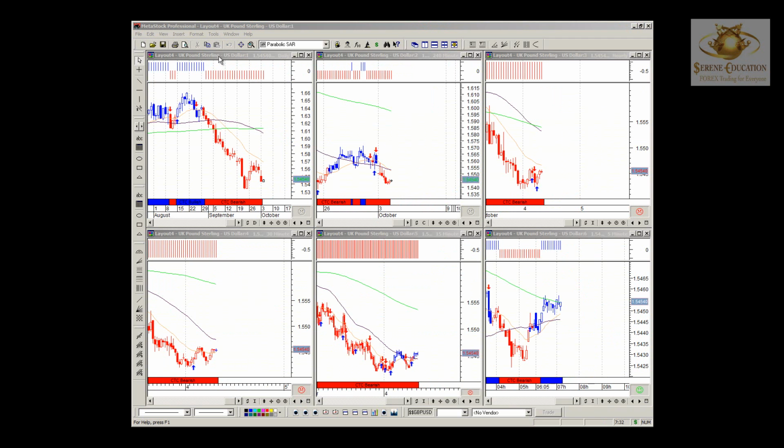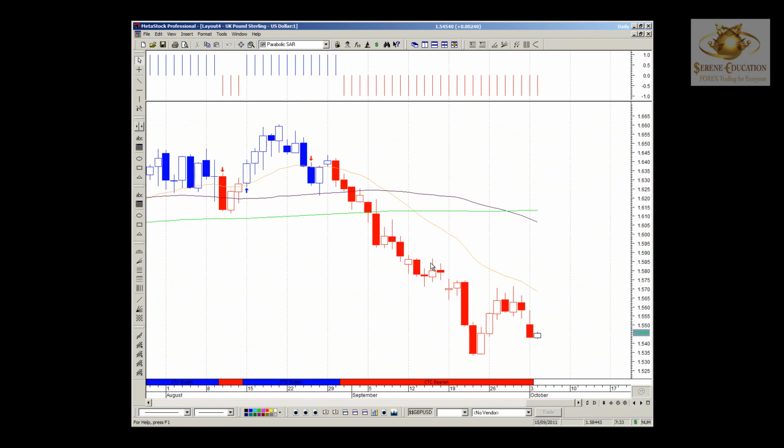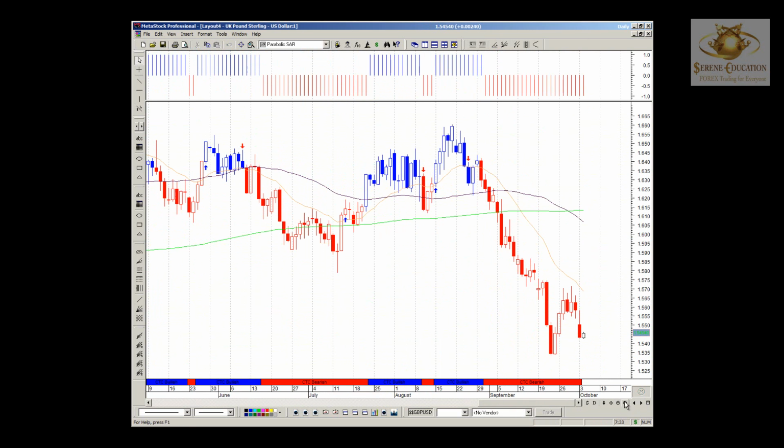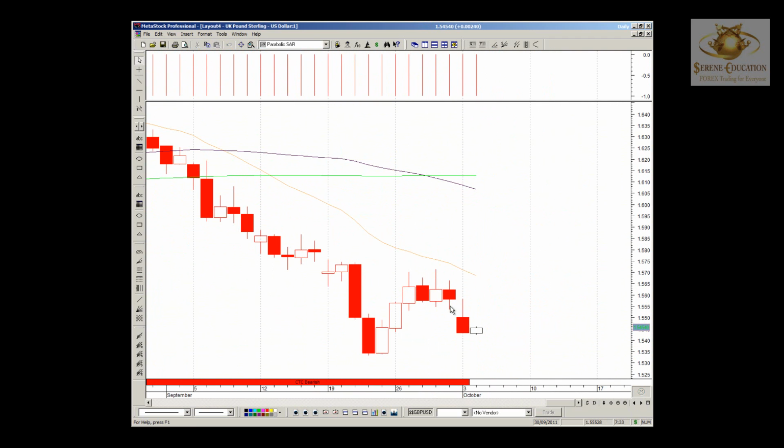Next up is sterling against the US dollar, good old cable. Let's have a look at the daily. Here again, we also saw a gap to the downside yesterday. Markets opened sharply lower. As per the euro yesterday, we saw a slight pullback to close that gap.